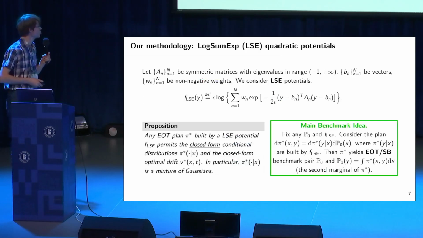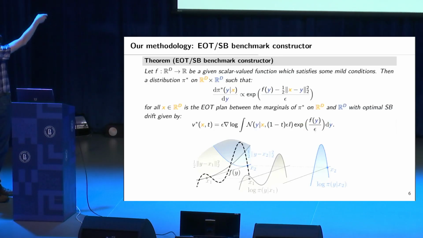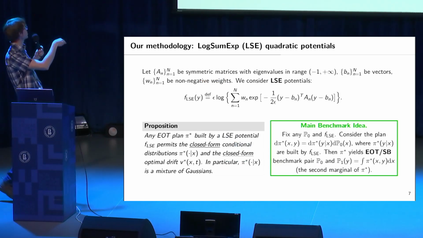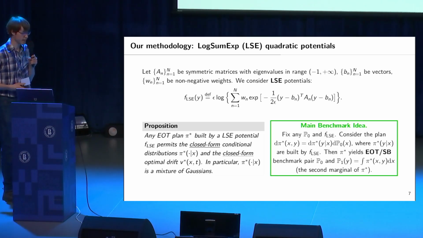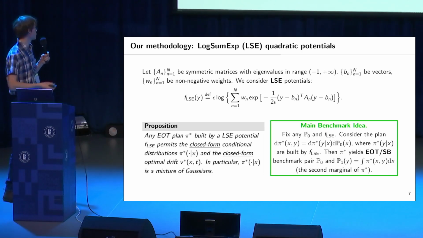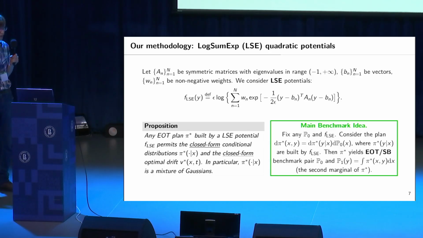And in order to solve this problem, we consider specific potentials f. So we have a potential f which appears in the formula, and we pick particular potentials, just log-sum-exp quadratic potentials. And in this case, the conditional distributions p star y given x permit closed-form solutions, and so does the optimal drift.